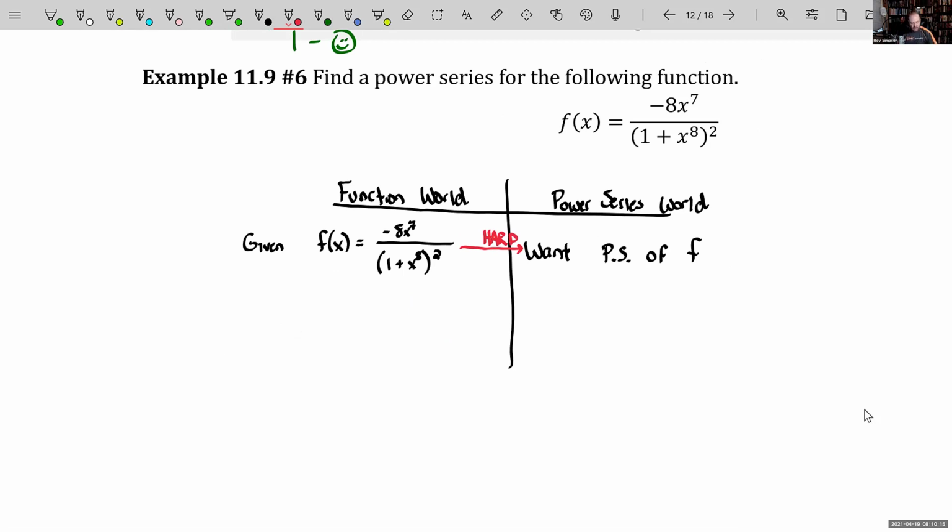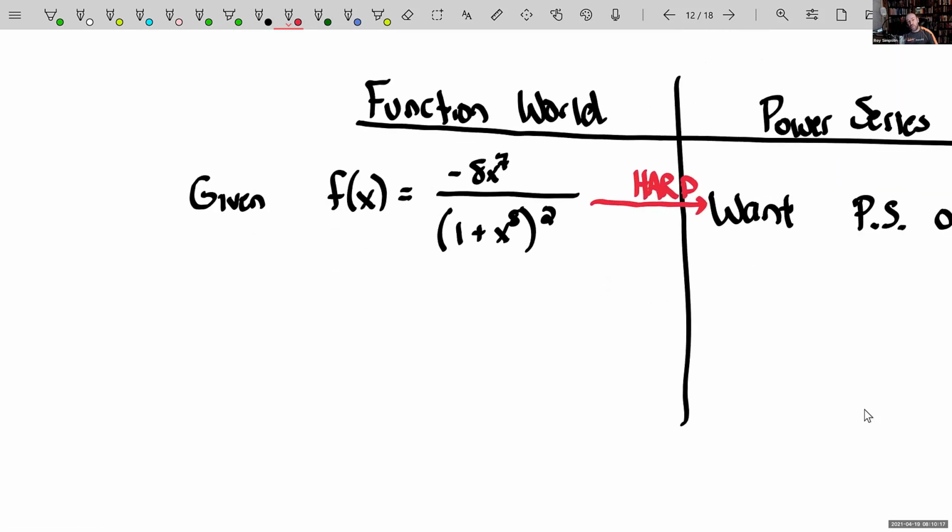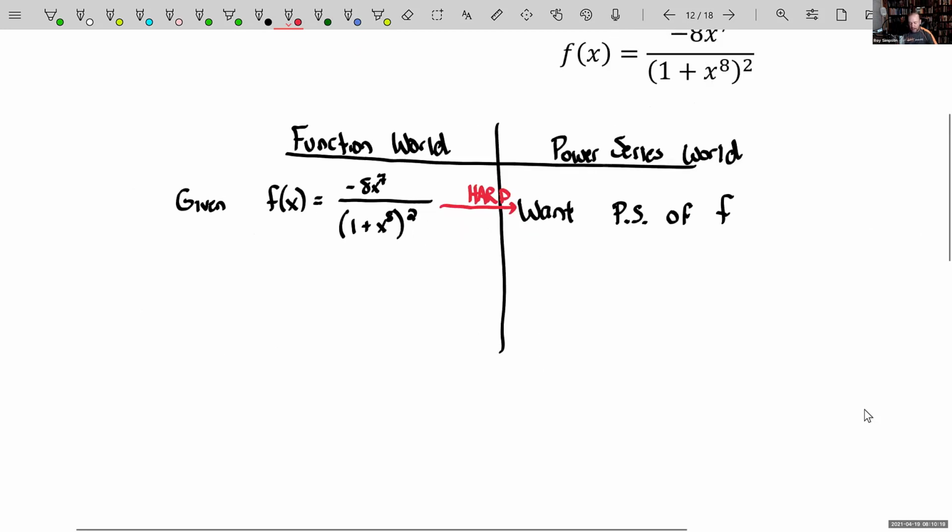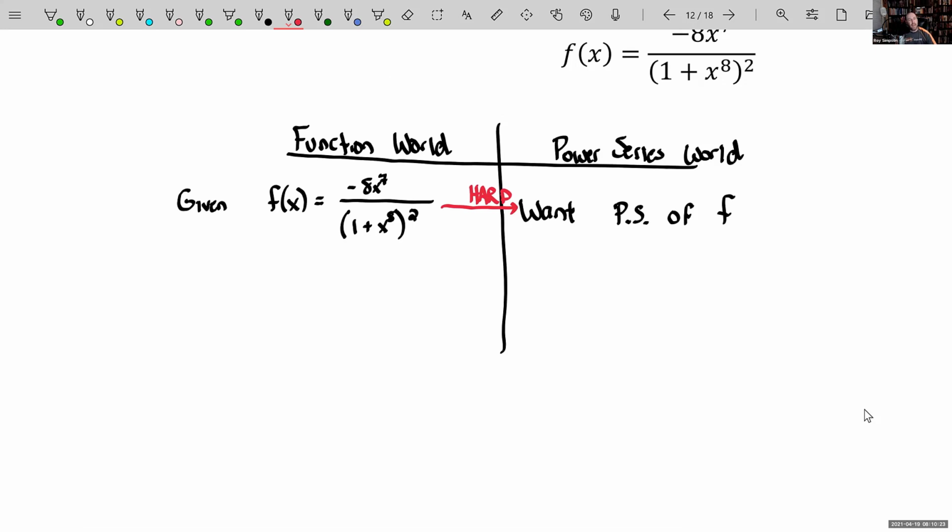However, let's work in our function world for right now. Since I can't seem to get a power series out of this, I'm just going to go ahead and play with my function a little bit. And the only thing you can really do with a function is either integrate or differentiate. Do you see what the integral of this is going to be?